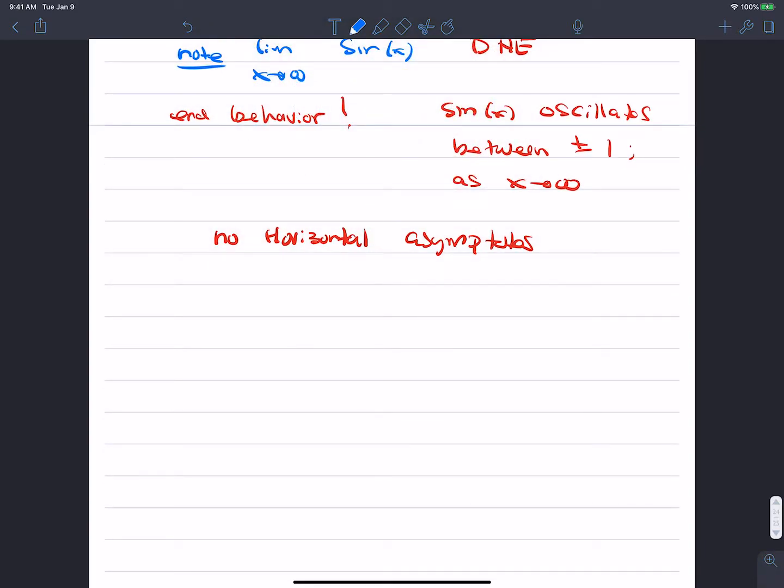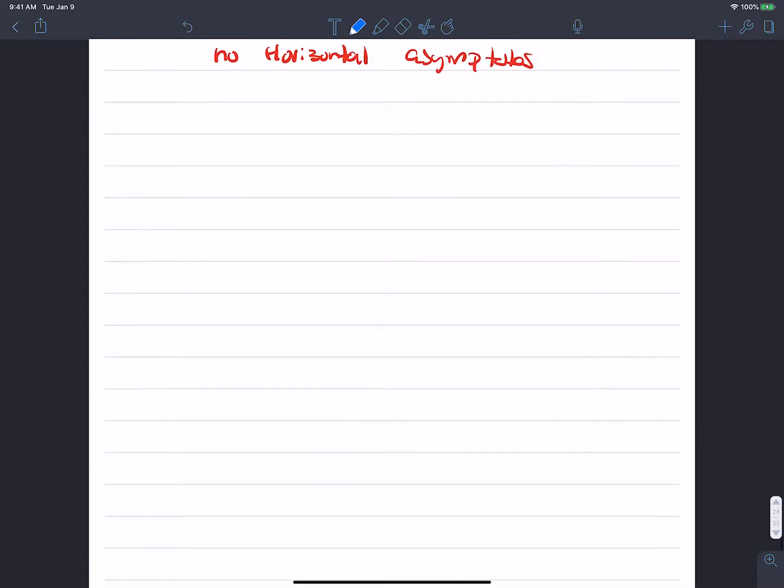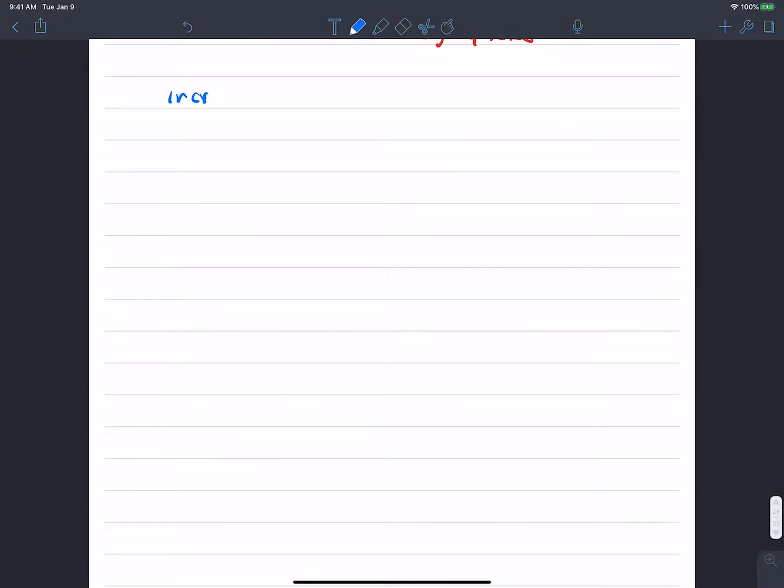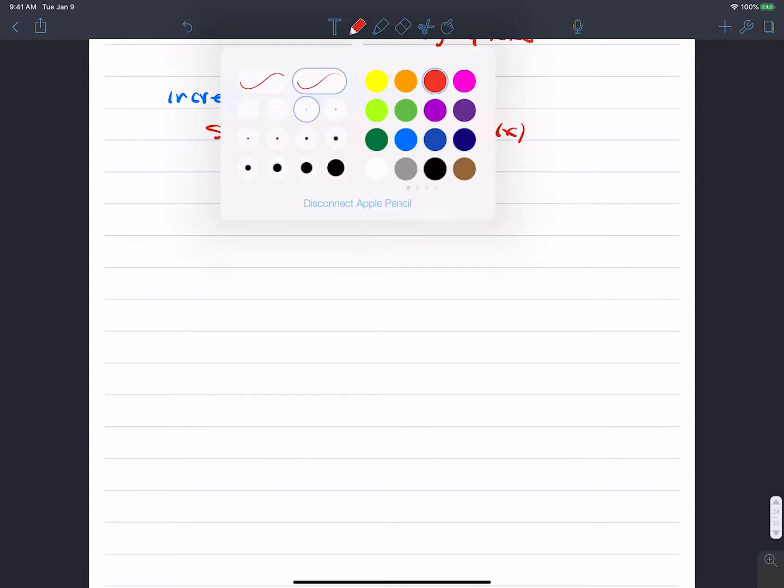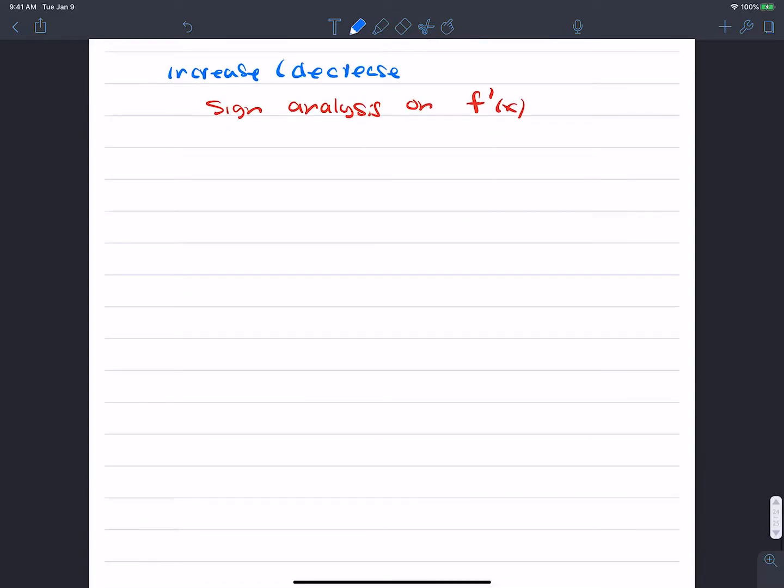What's the next step after the asymptotes? Do you guys know what the next step is? Yes. Where is this going to increase or decrease? So we know already, sine analysis on the first derivative. So let's look at that derivative function here. Here's my function. My function is sine minus what? Tangent.